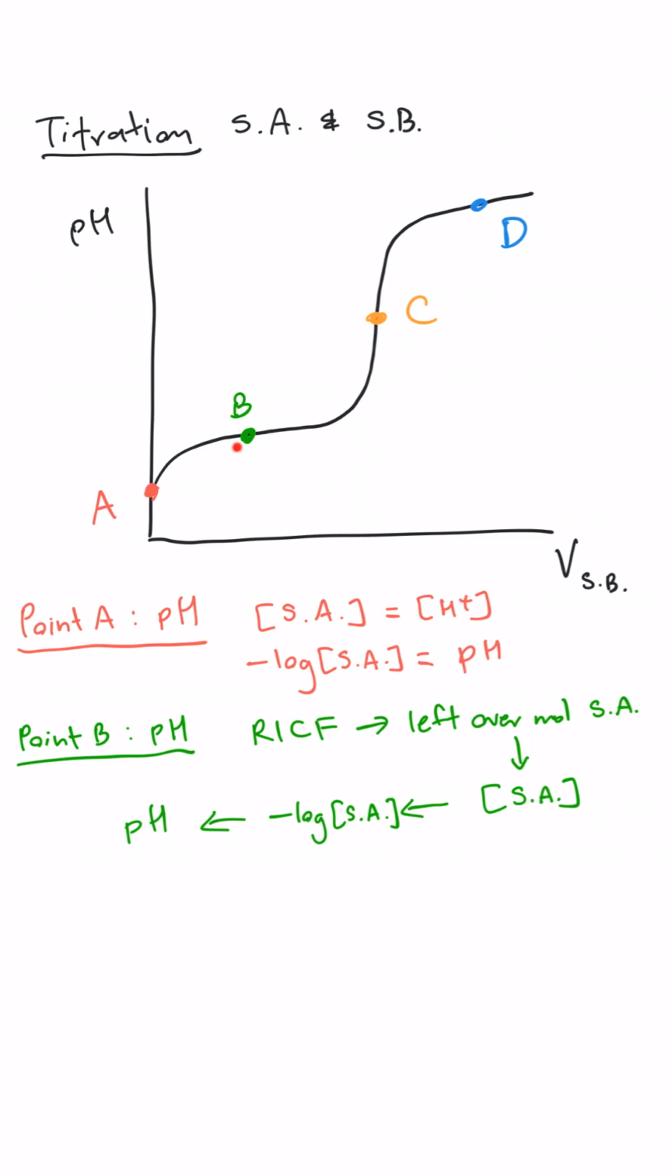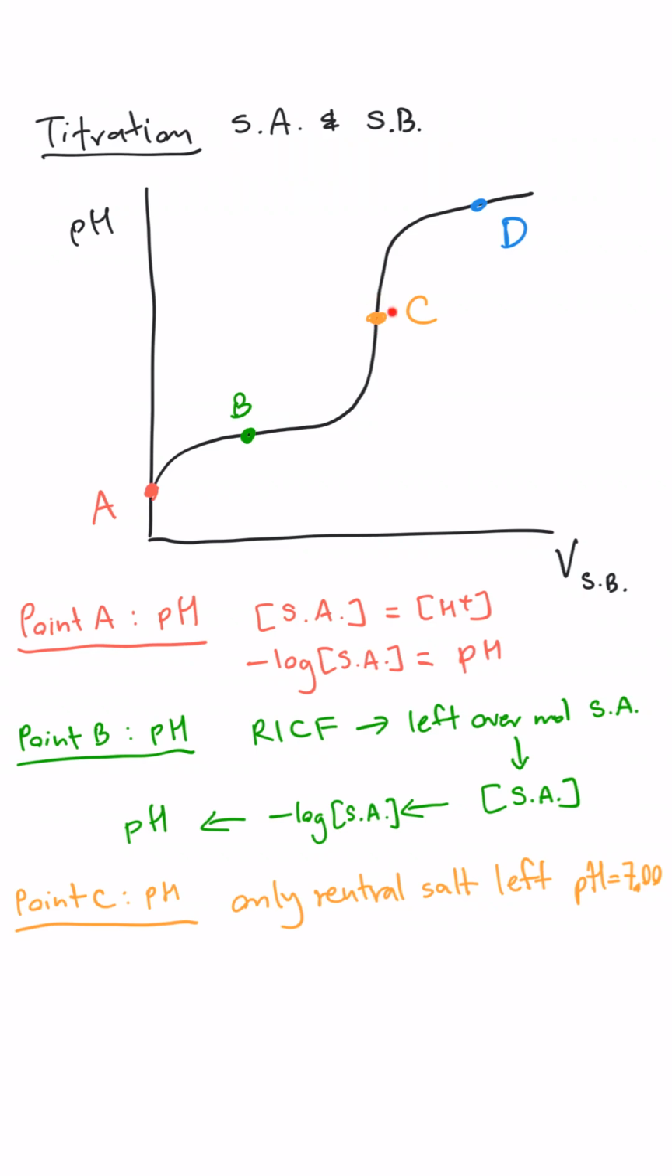For point B, when the acid and base react, you are going to set up the RICF table and use moles to find what the leftover moles are. At this point, the leftover mole would be the mole of the strong acid. The strong acid that is left over, you will need to convert its mole into the concentration by dividing by the overall volume in liters, and then the concentration of the strong acid will equal the concentration of the proton. Because strong acid dissociates completely, if you take the negative log of the concentration of the strong acid, you are going to get the pH of the solution at point B.